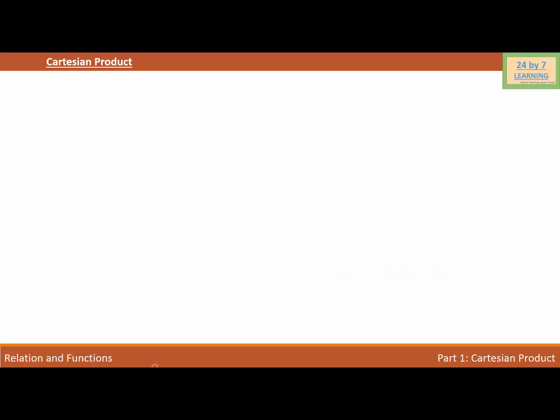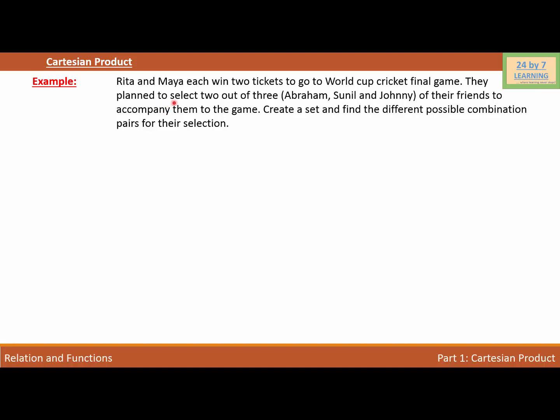In order to explain the Cartesian product, I'm going to consider an example first. So here is my example. Rita and Maya each win 2 tickets to go to the World Cup cricket final game. They plan to select 2 out of 3 of their friends to accompany them to the game. Create a set and find the different possible combination pairs for their selection.